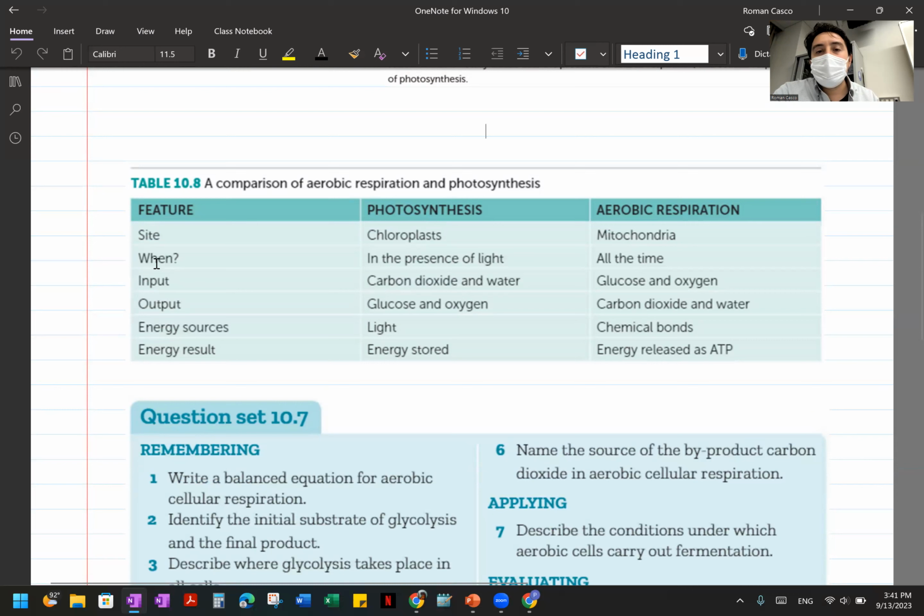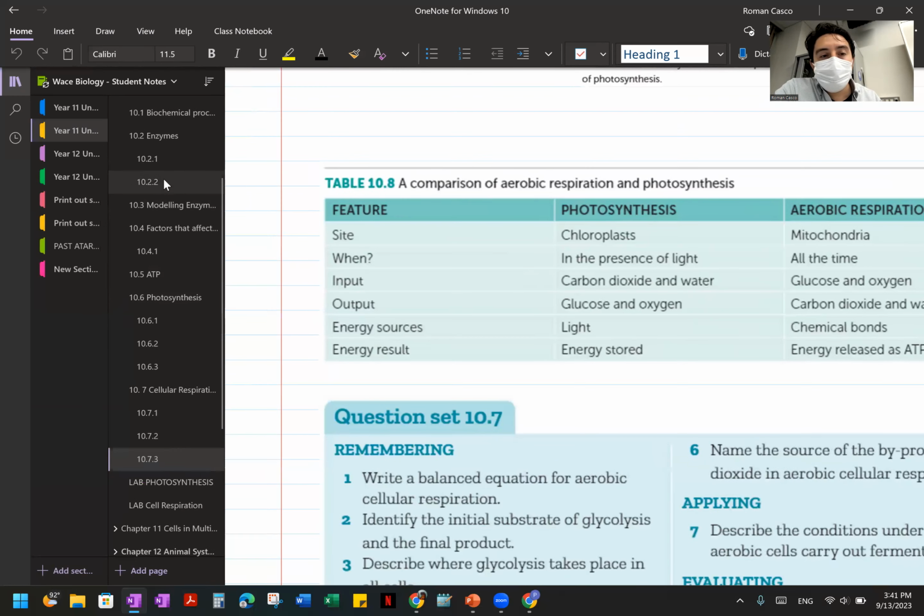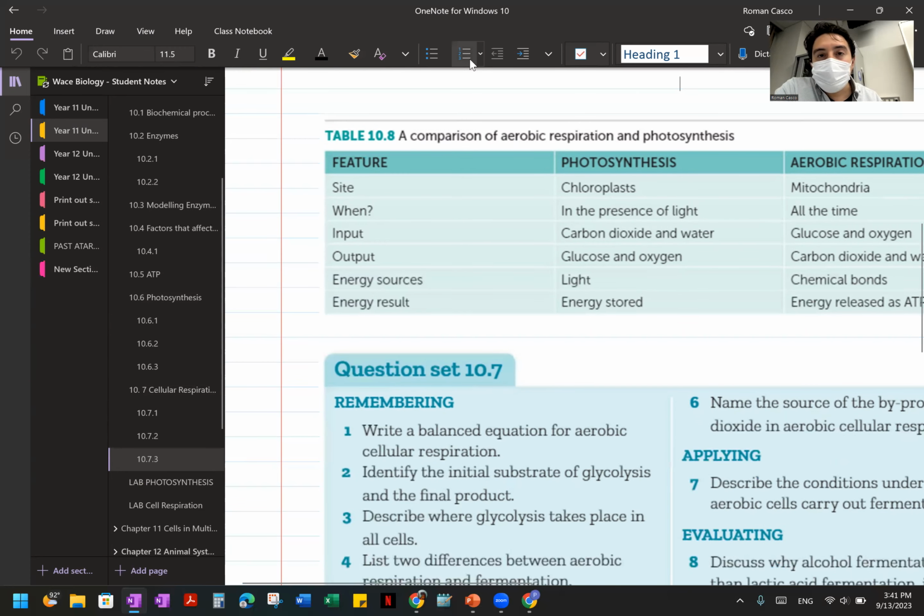similarities and differences. Okay, so with that being said, this finishes chapter 10, which is everything on enzymes, ATP, photosynthesis, and cell respiration. Okay, thank you guys for listening.